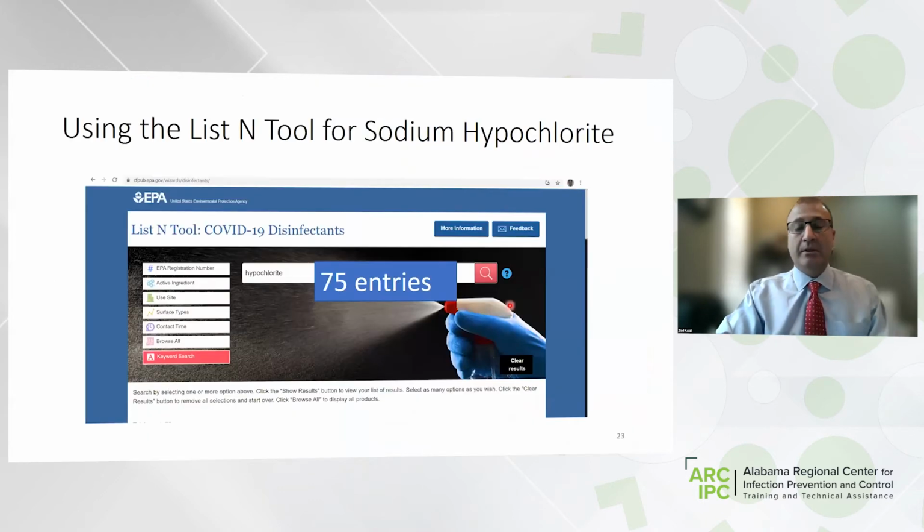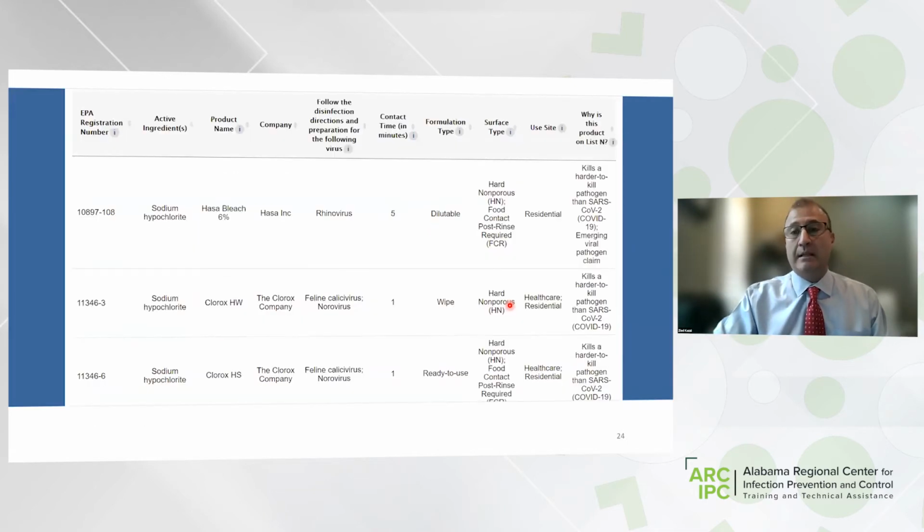And here's an example for hypochlorite, for example. If you enter hypochlorite, which is the topic today, you'll find there are 75 products that contain sodium hypochlorite. This is why it can get confusing. If you enter that website, you'll find the different products here. You'll find their EPA registration number. Look at these two products here.